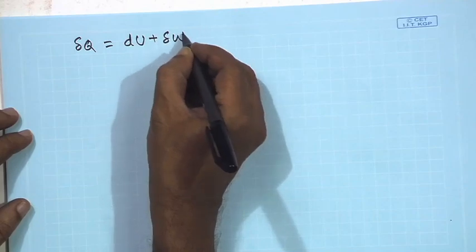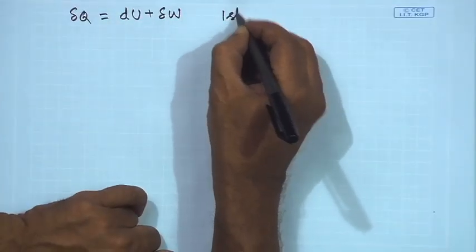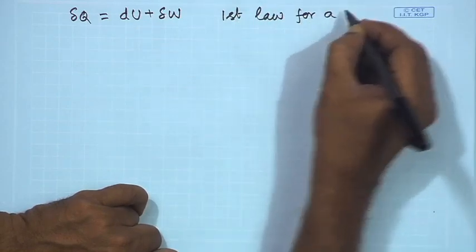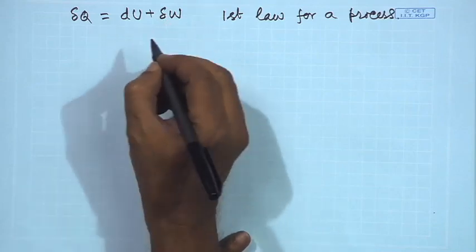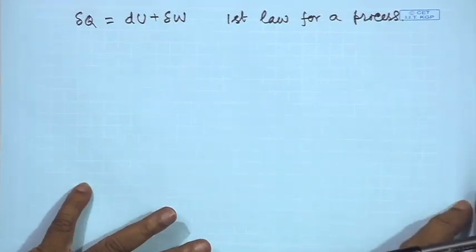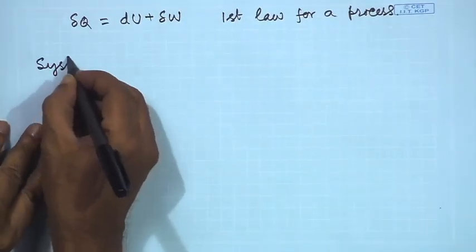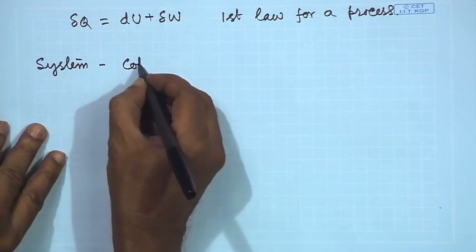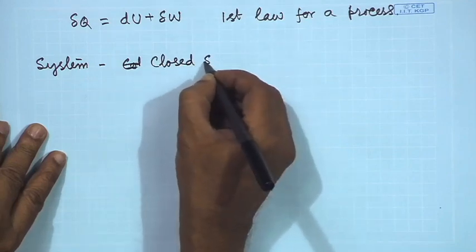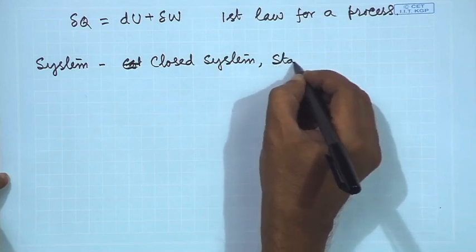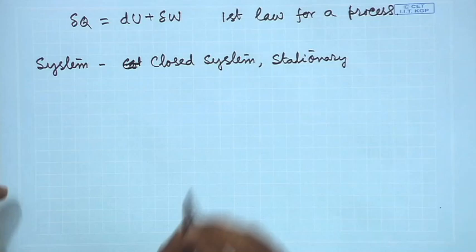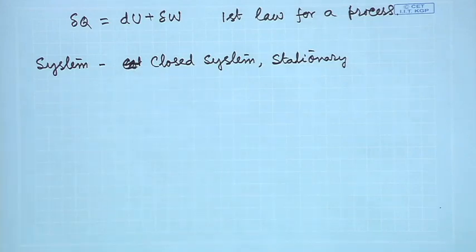Now, let us start again from this point. So, delta Q is equal to dU plus dW. This is the first law for a process. Now, this delta U is the stored energy. If we consider a system which is a closed system, and stationary, the system is closed and stationary, then there is no change in kinetic energy and no change in potential energy.